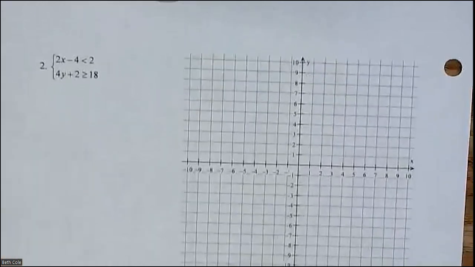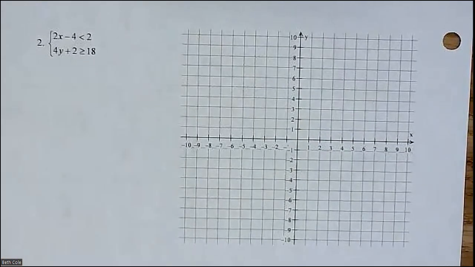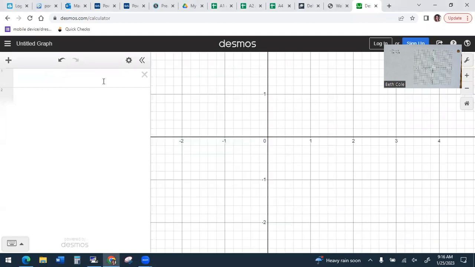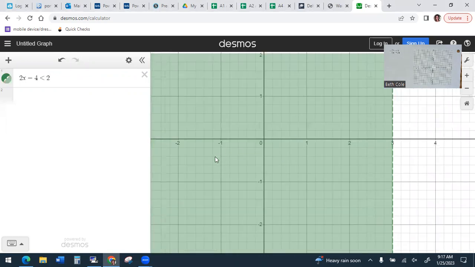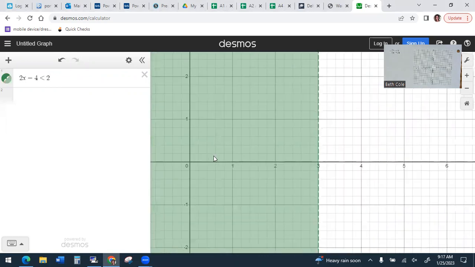All right, so we're gonna do one more together where we graph it. I'm gonna share my screen and go over to the calculator, and we're gonna do these one at a time. Watch me type this because I'm gonna have you guys do this in just a minute. 2x minus 4 less than 2. Oh, it's a vertical line. Do you see that? Where? Vertical line at 3. It's dotted, and you're gonna shade to the left. Okay, go ahead and put that on here.